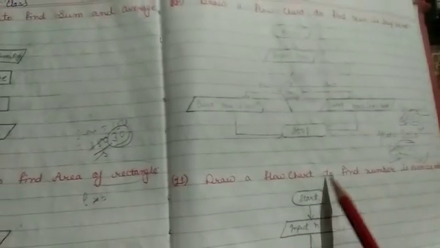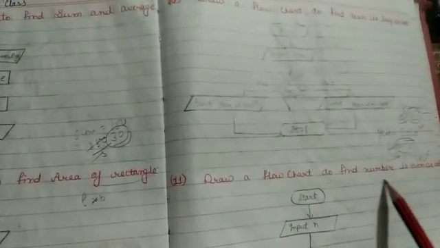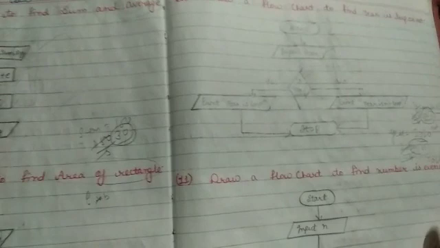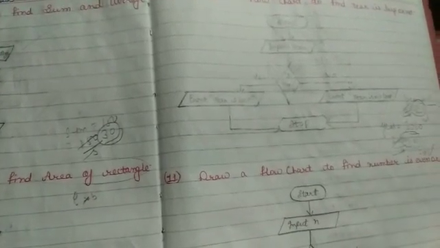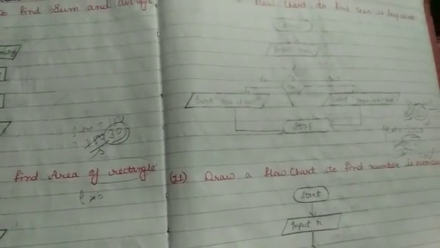So now the next flowchart is to find whether a number is even or odd. Same thing, even or odd. When a number is properly divisible by 2 and the remainder is 0, then it is even, otherwise odd. Clear?